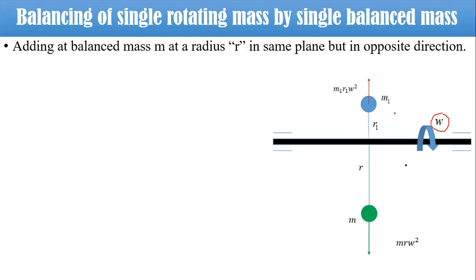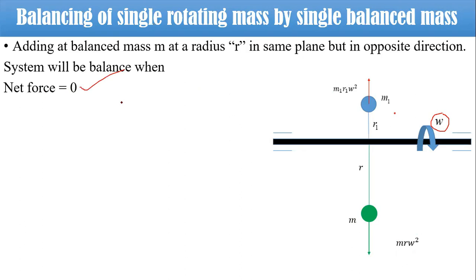Now the system will be balanced when the net summation of the force is equal to 0, or we can say the vector sum of the forces is equal to 0. So mathematically, the system will be balanced when m1 r1 omega square is equal to m r omega square. So we can say m r omega square is equal to m1 r1 omega square.